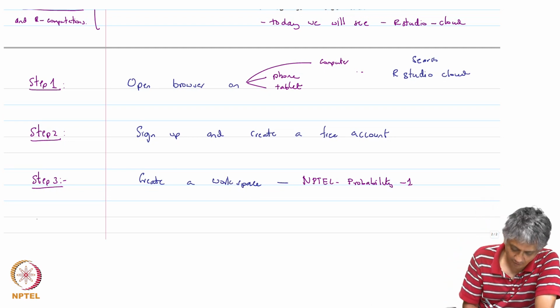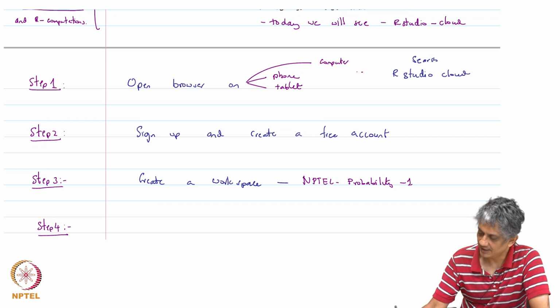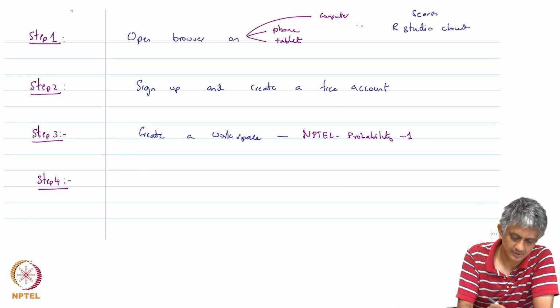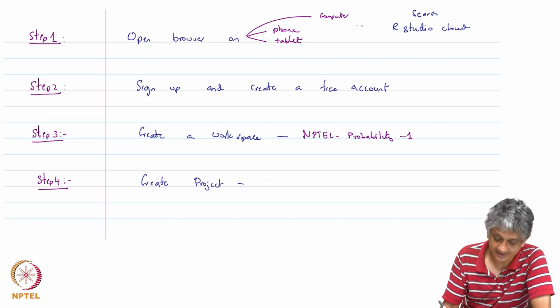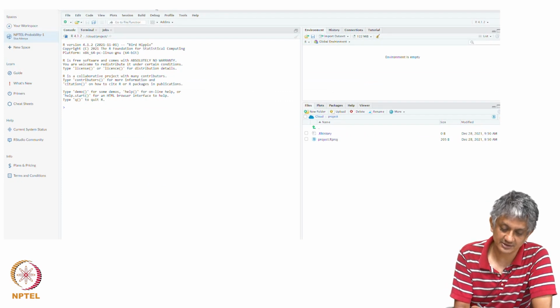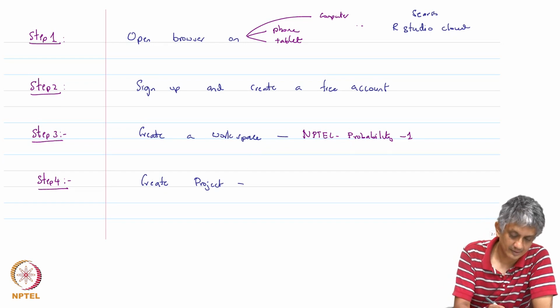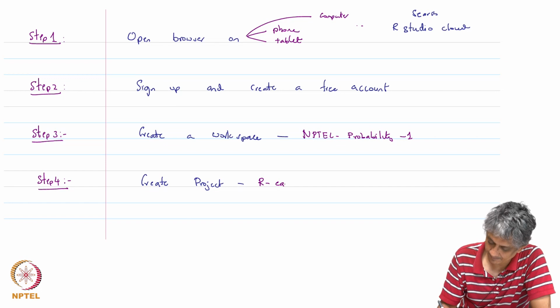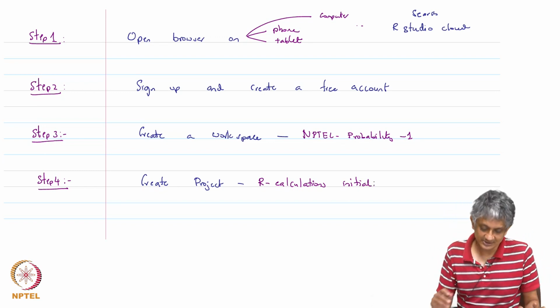And step 4 is that in that workspace you create a project. I think you can create up to 50 projects for free. Today the project I created was R calculations initial. Let me go back to the browser to check. Yes, I called it R calculations initial. Very good. So now this is done, and we're on our way.